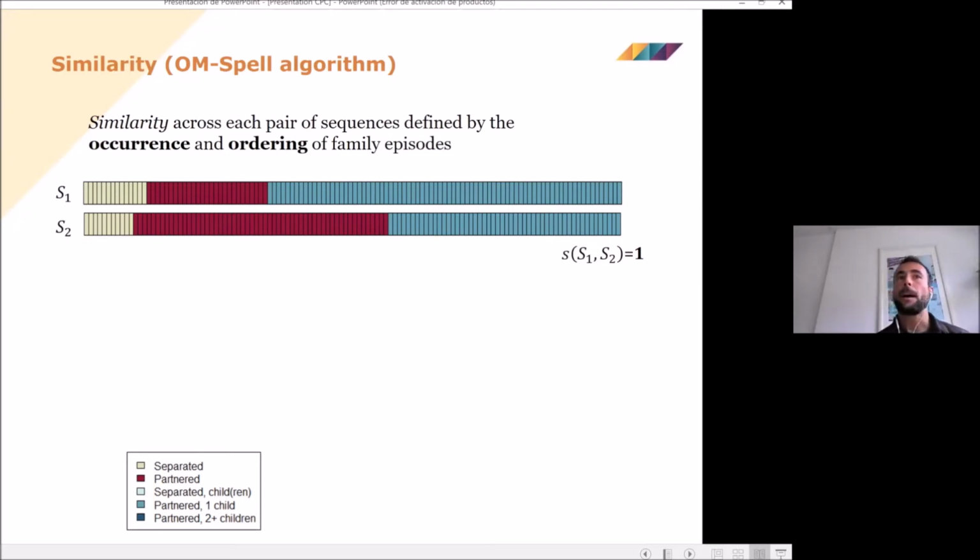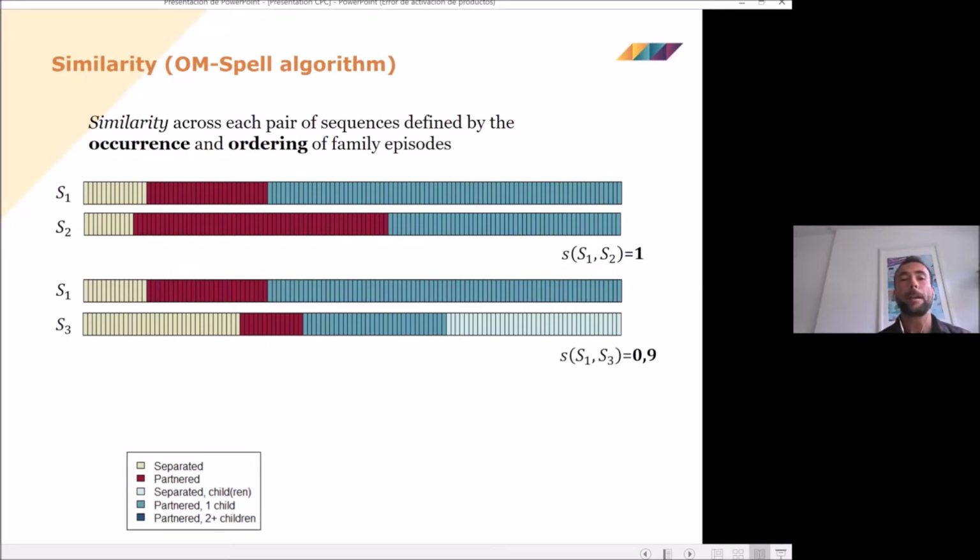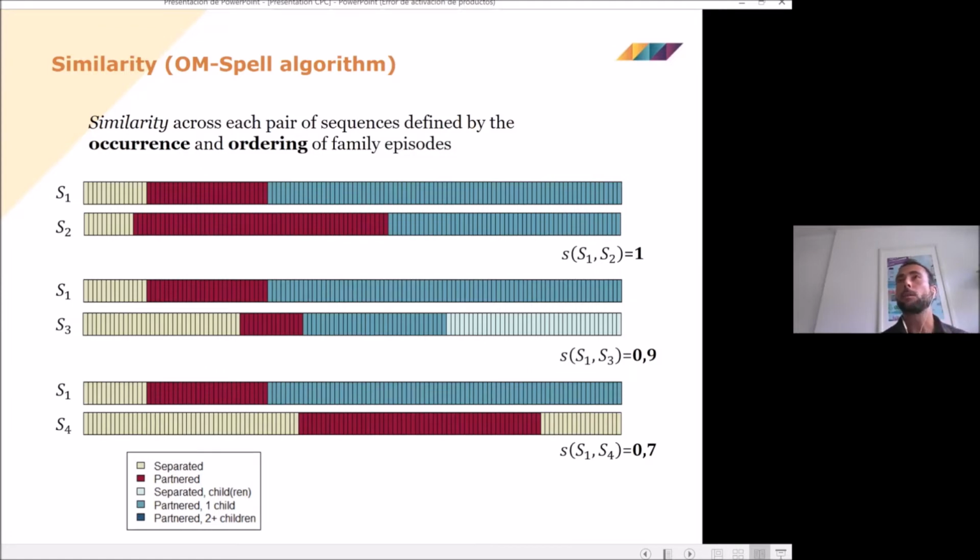For you to have a feeling of how this similarity measure works, here we have two sequences which display the same state episodes and in the same order. So the normalized similarity score is 1. It's our maximum score, perfect similarity. Here we are comparing sequence 1 again against a new sequence 3, which is almost identical, except that now we find that this union dissolved here. We can observe this in this light blue here. And this is reflected in a normalized similarity score of 0.9, so it's lower, which suggests that there are some differences among the two sequences. And in the last example, we see more differences across the two sequences that we're comparing, and this is reflected in a lower normalized similarity value.